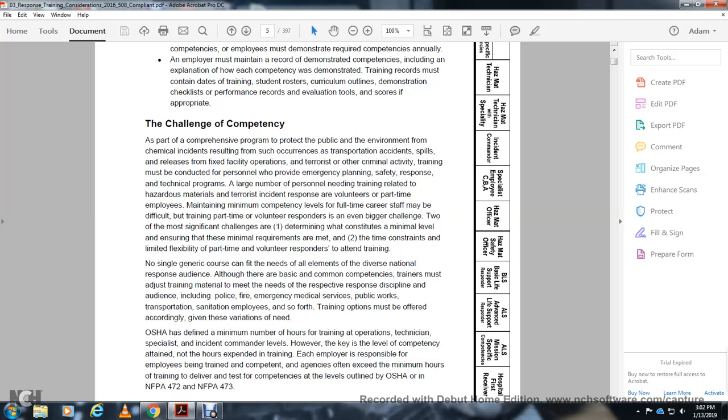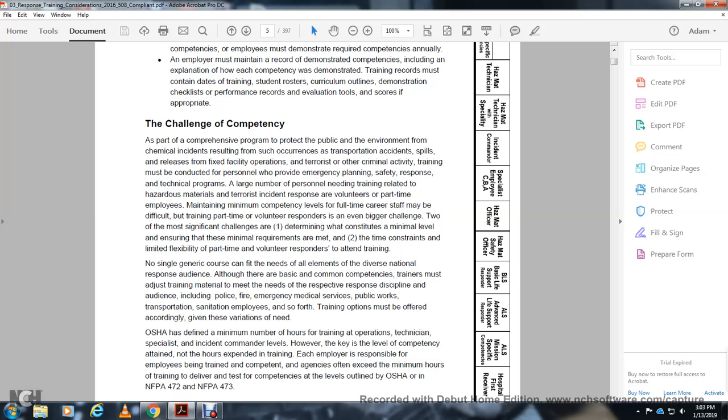There are three basic common competencies, with training material adjusted to meet the needs of the respective response discipline audiences, including police, fire, emergency medical service, public works, transportation, and sanitation employees, and so forth. The training operation must be offered accordingly, given these variations of need.